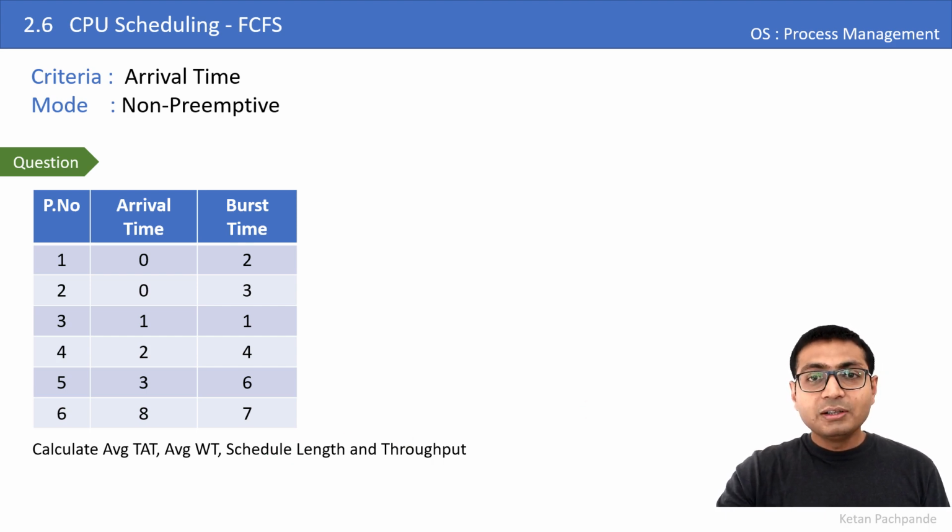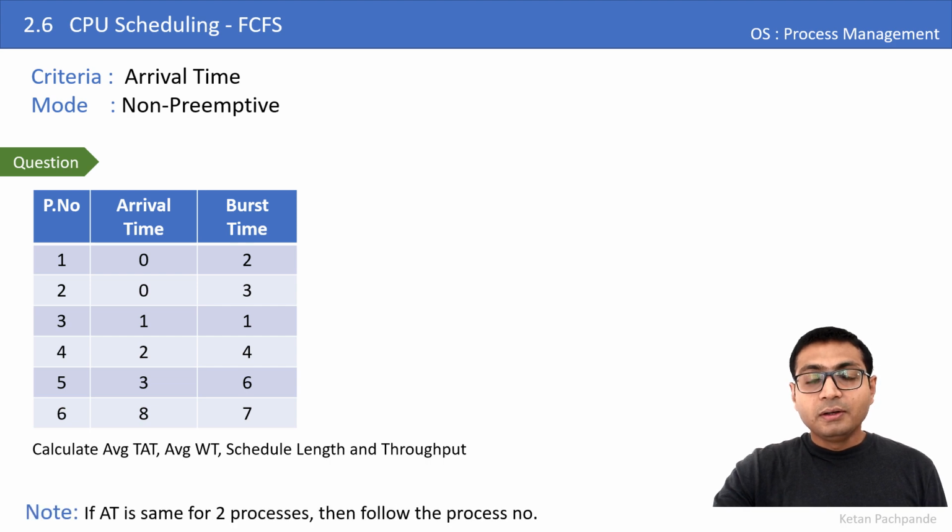So try to solve this question and come up with the answer. I'll explain the solution. When 2 or more processes have the same arrival time, you can consider the process number. So here, for example, 0 and 0 are the arrival times of P1 and P2. So I will simply go with P1 first, followed by P2. That's the meaning of this note here.